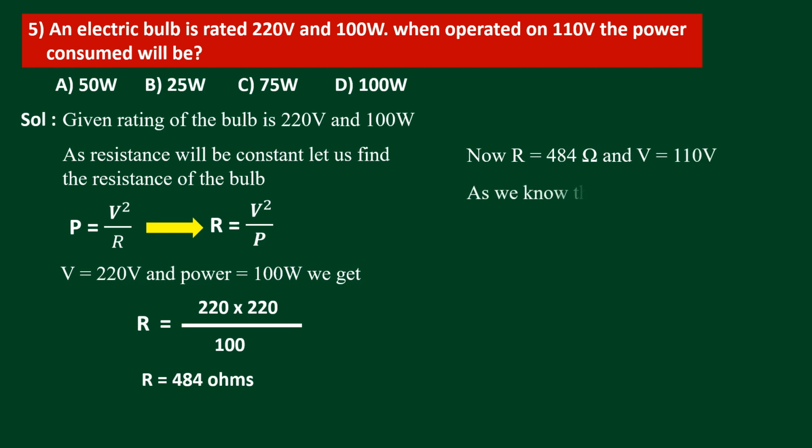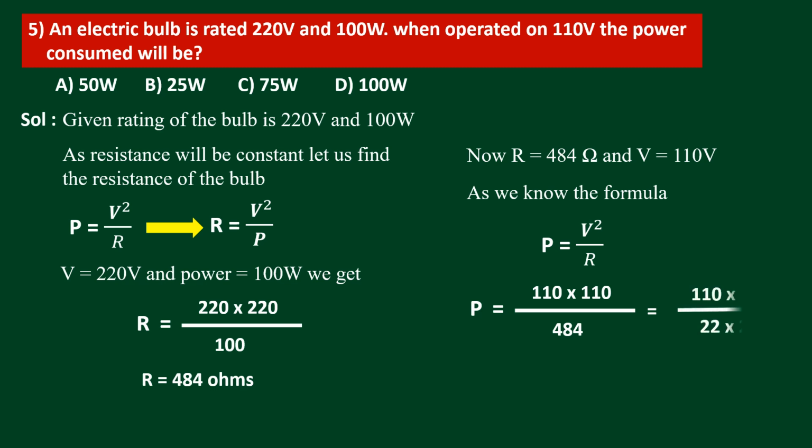Now R is equal to 484 ohms, and when this bulb is operated at the voltage 110 volts, how much power will be consumed we have to find. As we know the formula of power as P is equal to V square by R, and we have V voltage value and resistance R value. So if we substitute the above values in this equation, we get P is equal to 110 into 110 by 484, and if you simplify this we will get 110 into 110 divided by 22 into 22, and finally power consumed by the bulb will be 25 watts.